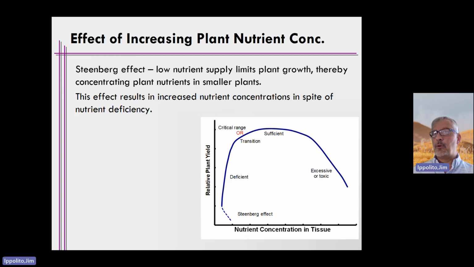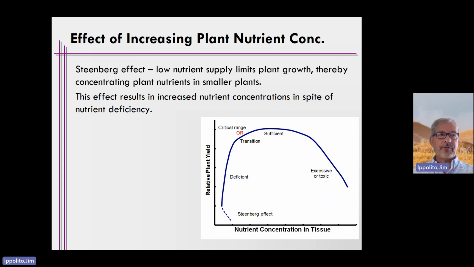Now let's talk about this Steenberg effect. The Steenberg effect is where you have low nutrient supply that limits plant growth, and thus you concentrate plant nutrients in smaller plants. What this effect results in is an increase in nutrient concentrations in spite of the nutrient deficiency. So the plants are so small that they're stunted, and thus the nutrients are concentrated to a greater degree within the plant itself. To be honest, you do see this in plants, and sometimes you see it in the deficient zone, but oftentimes it's pronounced in the Steenberg effect area.